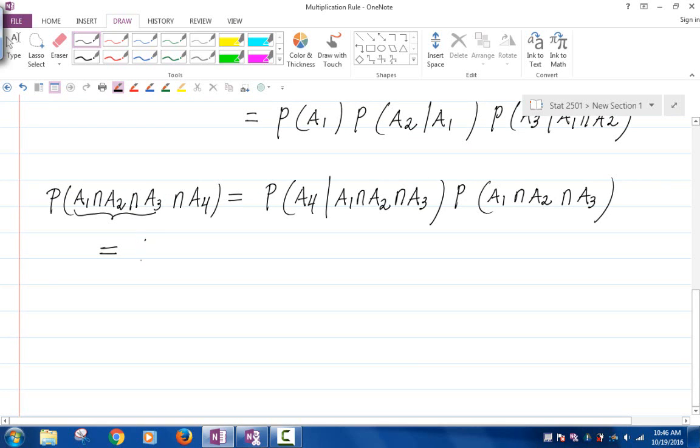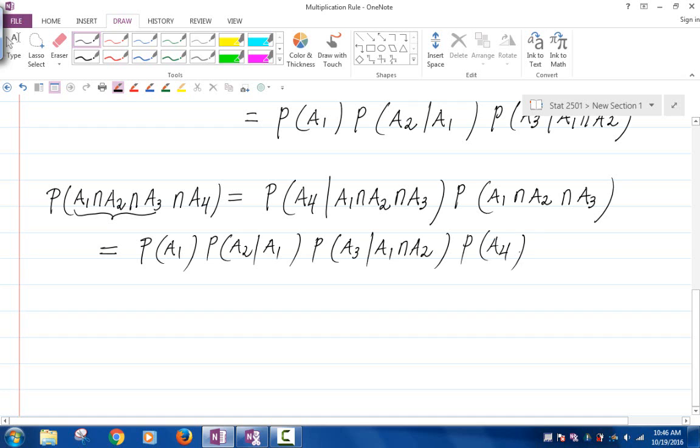That's the same as the probability of A1 times the probability of A2 given A1 times the probability of A3 given A1, A2, and then the probability of A4 given A1, A2, A3. Is everybody okay with that? So this is how you can obtain the general multiplication rule.